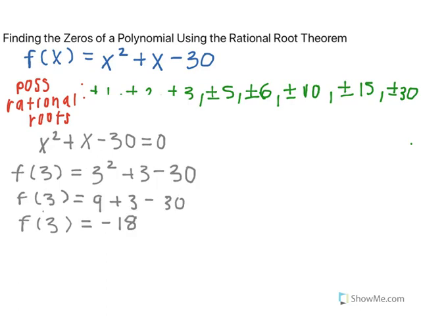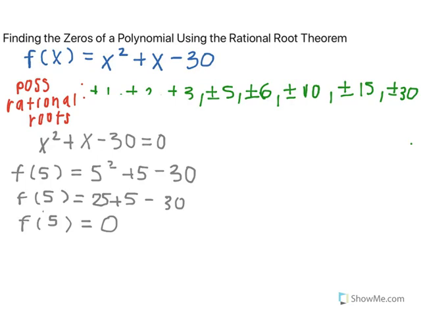Next, let's try f of 3. F of 3 equals 3 squared plus 3 minus 30. And that would equal 9 plus 3 minus 30, equaling negative 18. And obviously, negative 18 also does not equal 0, so 3 is not a root of this function.